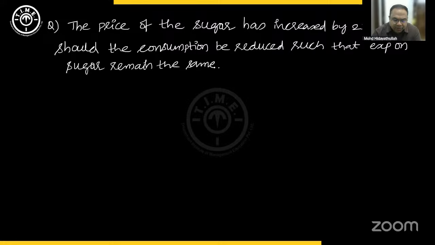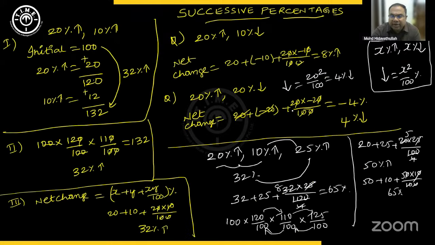Earlier question: 20 minus 20, 20 into minus 20, plus 20 minus 20 cancel, plus 2 into minus 2 will be minus 4. It has to be minus 4%.